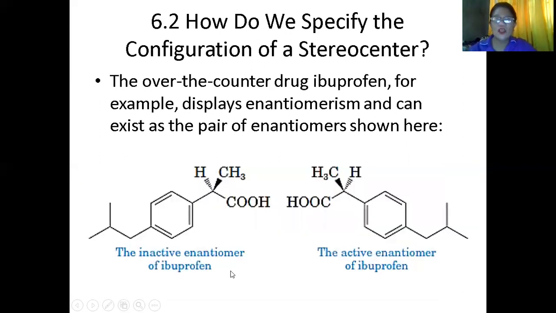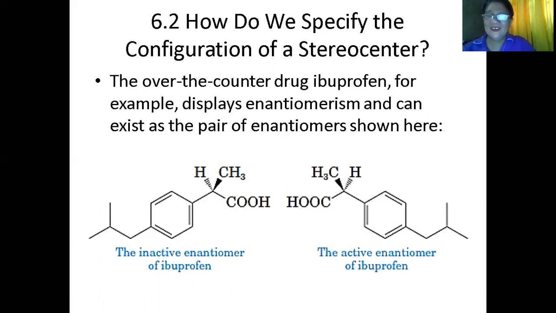Let us look into an example of a drug, which I always drink, especially if I have a headache: ibuprofen. This is the structure of ibuprofen. This is the active enantiomer. But its mirror image is this, reversed. As I have said, the wedge is on the right. In the mirror image, it is now on the left. And of course, the hydrogen is put on the right.